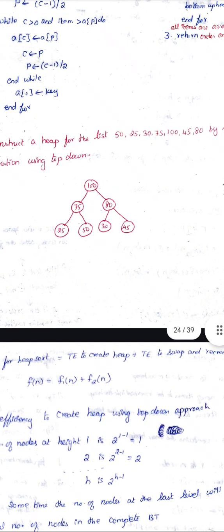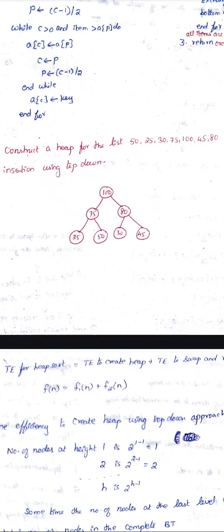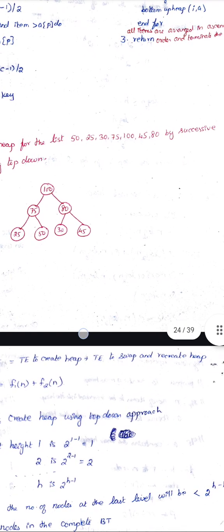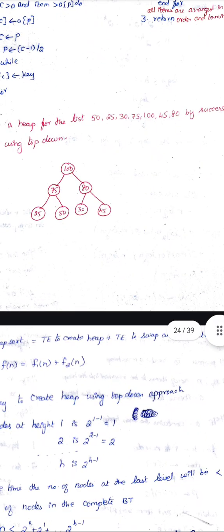the top-down approach. By successive insertion, but here they have given the final answer for the heap: 100, then 75, 80, then 25, 50, then we have 30 and 45. How is it obtained? First we have to take the larger number as the root, and then we take the smaller number, which is on the left-hand side of 100. This 75 is on the left-hand side of 100, so we will take that, and then 80 is on the right-hand side of 100.